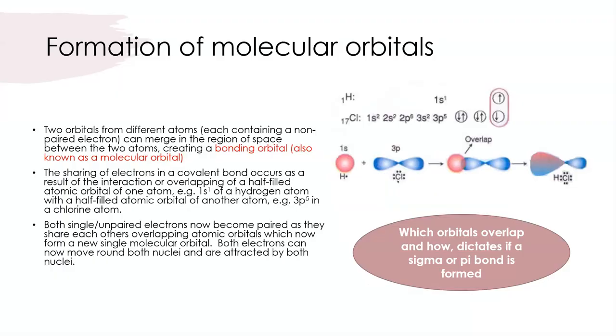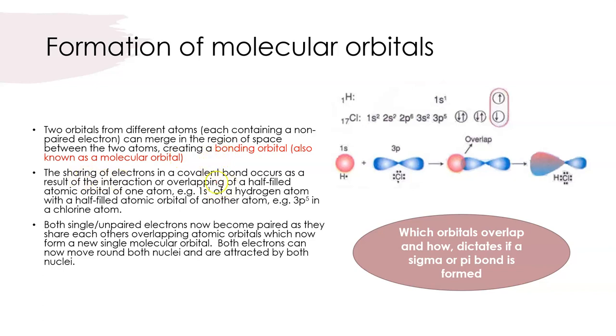When we have the overlap of these orbitals, we get what we call molecular orbitals. Very shortly, in our next couple of videos, we'll be looking at how these orbitals change shape and the idea of hybridization, how we get, with the new molecular orbital, a different shape and different energy level than the two orbitals were before they bonded. But the two orbitals from the different atoms, each containing a non-bonding unpaired electron, merge in the region of space between the two atoms, in this gap between the two nuclei.